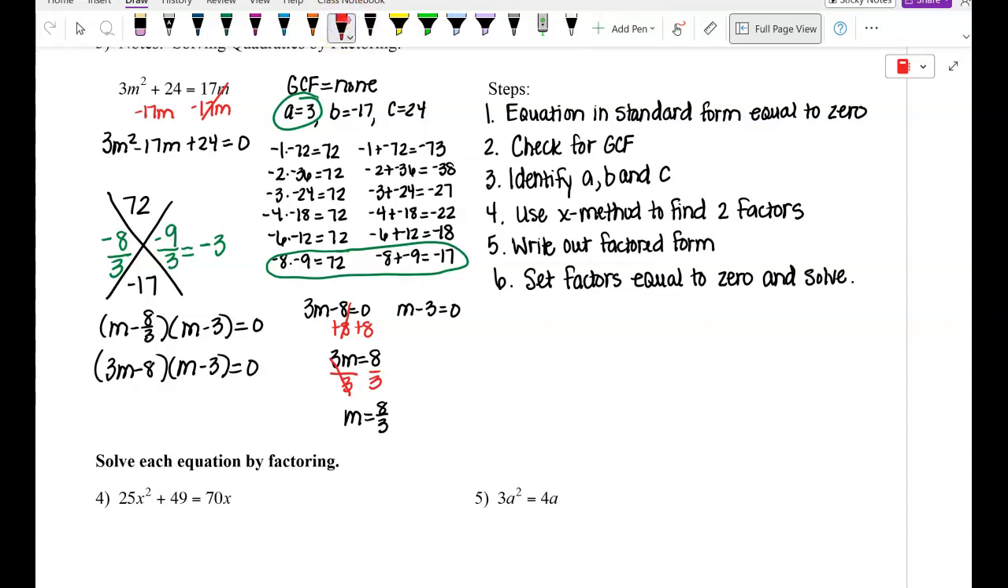The other one, I'm going to add 3 to both sides. And m equals 3. So my solution set is 8/3 and 3. Now, we would keep it as an improper fraction as long as it is reduced to its lowest terms. So that's telling me the two values on the x-axis where my function is crossing.